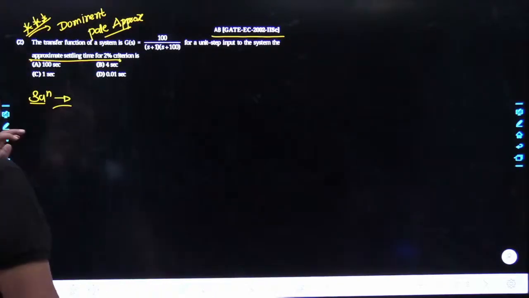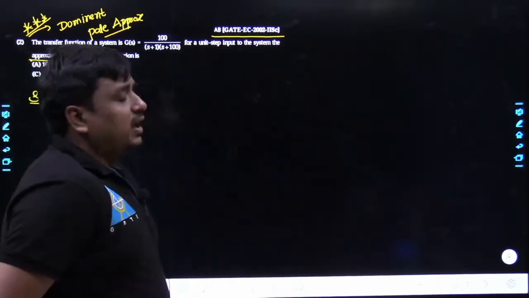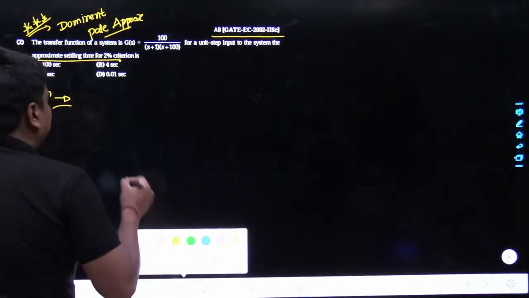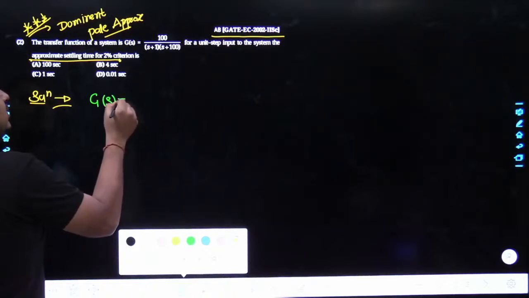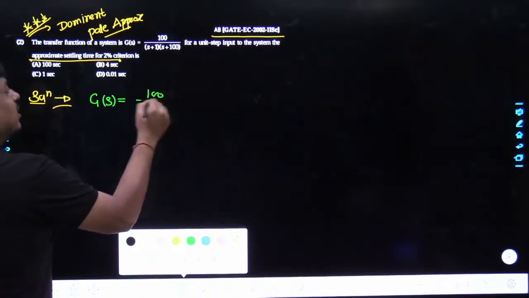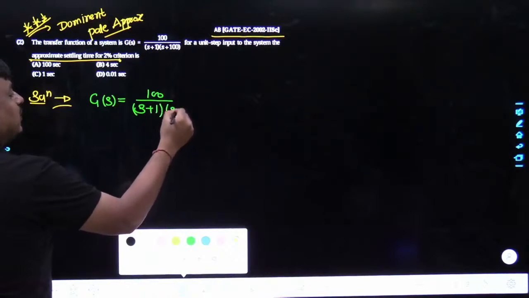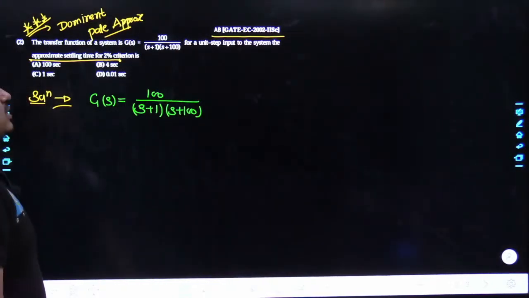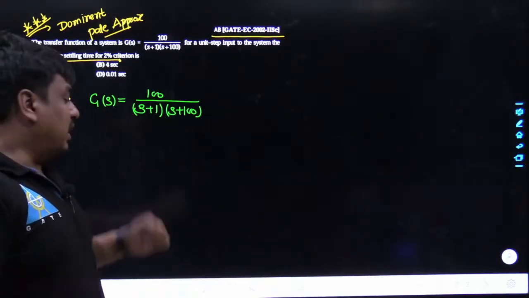The transfer function of a system G of S is equal to 100 divided by (S plus 1)(S plus 100). So let me write down the transfer function of the system: G of S is equal to 100 divided by (S plus 1) into (S plus 100), for a unit step input to the system. That means now this system is getting excited by a unit step input.